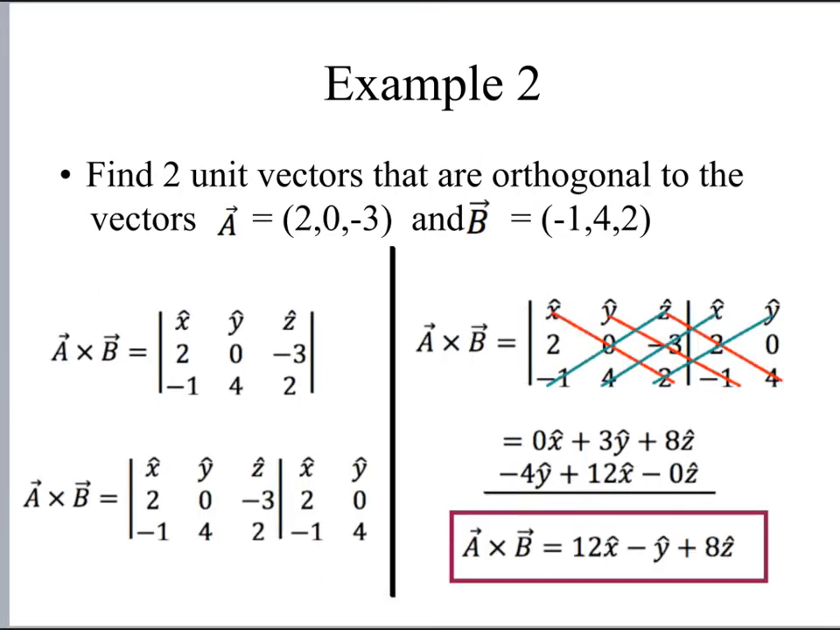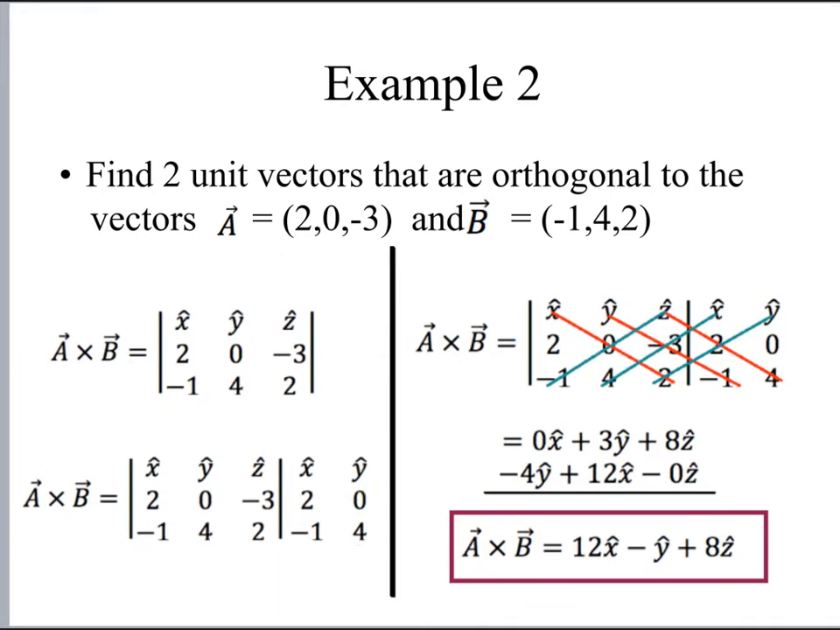So just for fun, I'm going to use the alternative method, the crisscross method. And so I'm going to have my cross product, A cross B, and I'm going to set up my determinant with the unit vectors, the components of A, and the components of B. I'm going to use the other method, so I'm going to duplicate the first two columns. So this is x: 2, minus 1; y: 0, 4, duplicated over here.